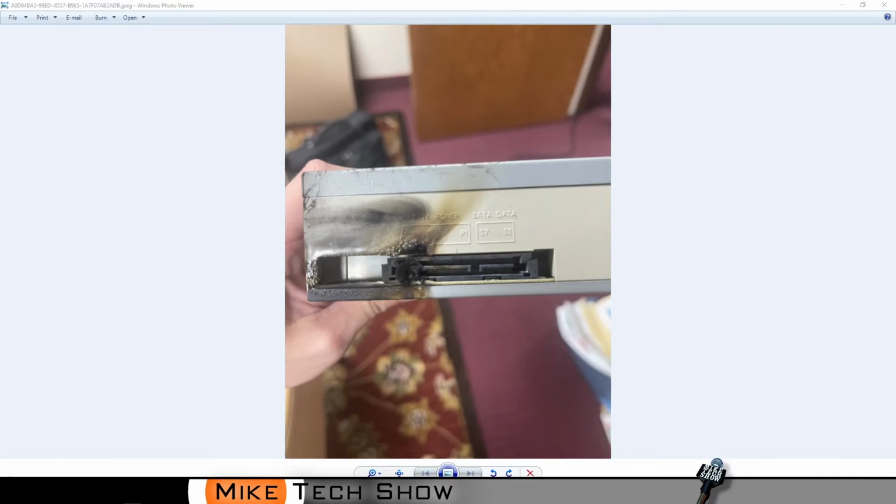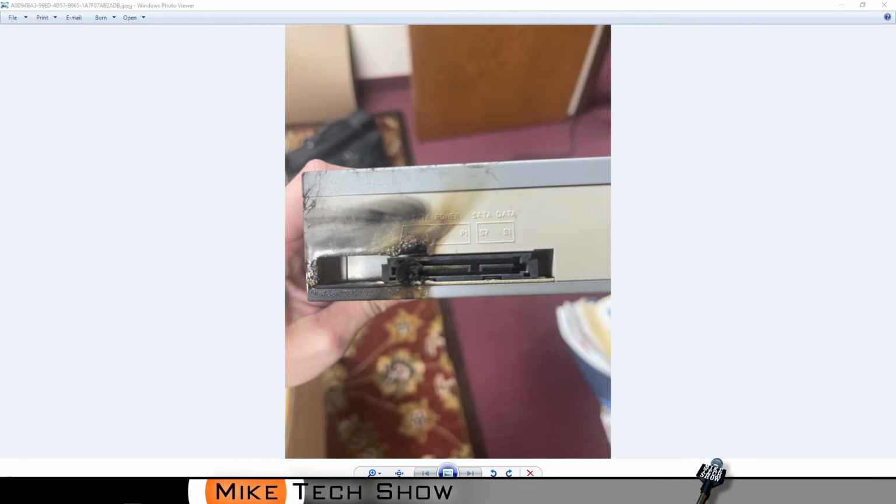I included a picture of the back of the DVD drive. First time I've ever seen a DVD drive get smoked. I thought you might find this interesting. Keep up the good work. And now for anybody watching on video, I am going to share that picture. That is unbelievable how it burned up the DVD drive.